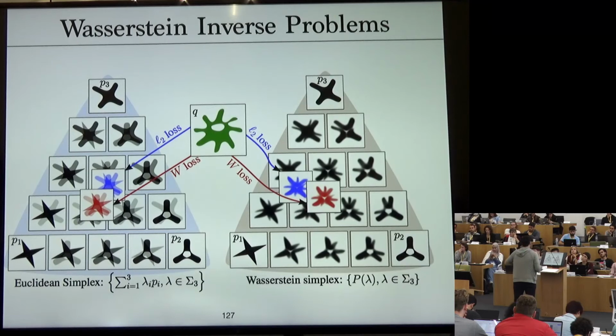So this is what we show on the left. If you look for the shape which is a linear combination of the 3 shapes that is the closest in the L2 sense, you get this blue thing. And if you want to get it as close as possible in the red sense, in the Wasserstein sense, you get this red thing. So they seem to more or less give the same result.